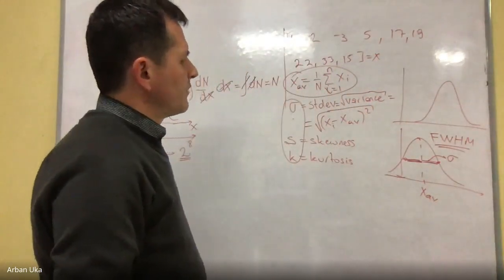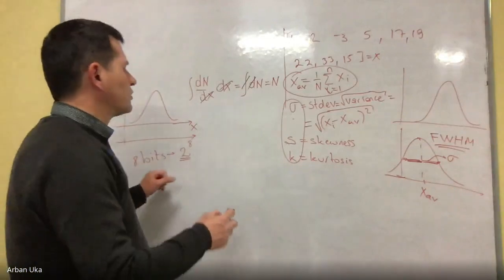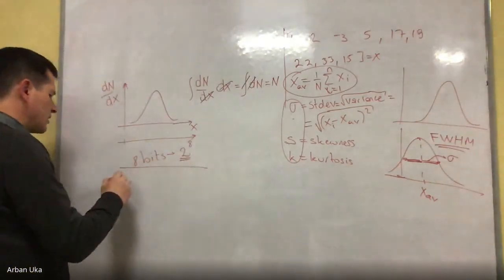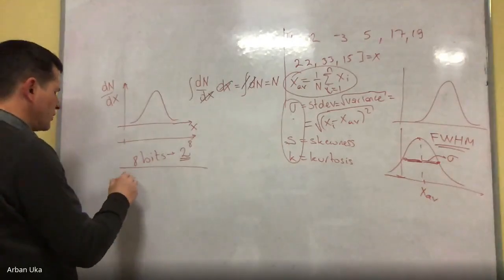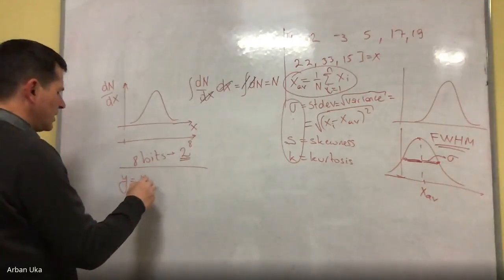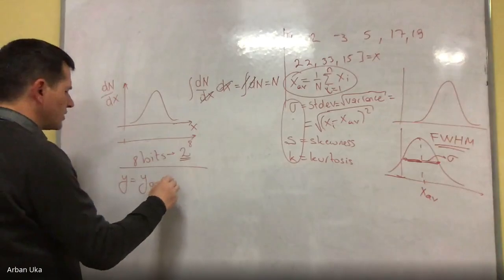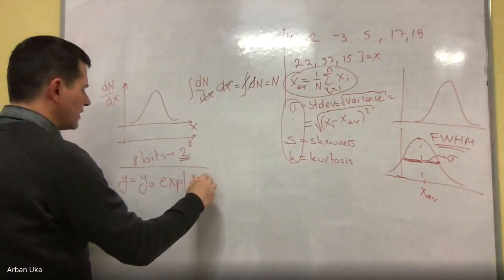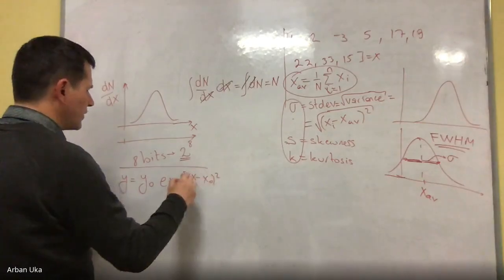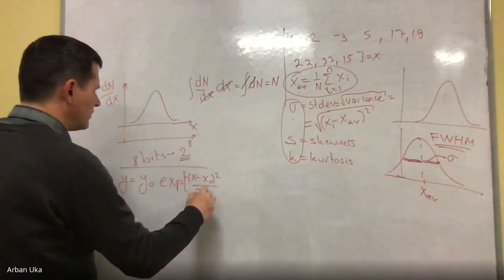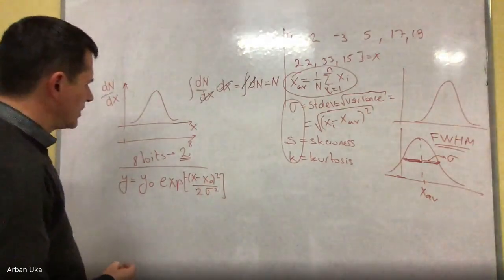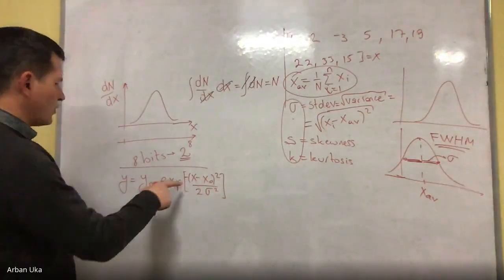It is also essential to know that a Gaussian distribution is any expression equal to y0 times the exponential of minus (x minus x0) all squared, divided by 2 sigma squared. You have to know this one. Chapter 3 awaits you.